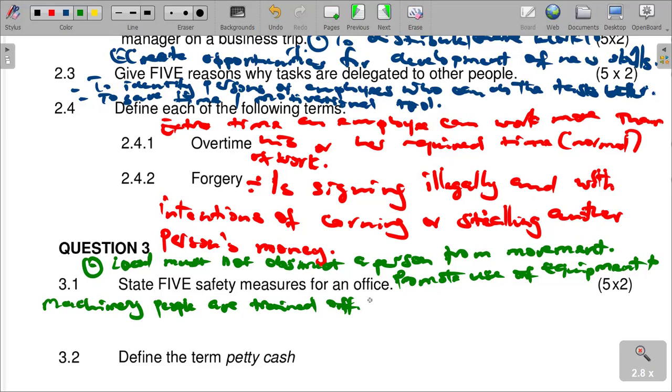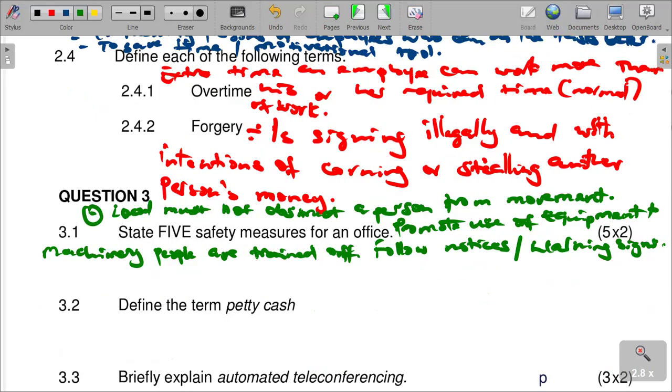People must follow notices or warning signs. Warning signs must be followed within a building. People must follow the warning signs. These are also done in order to avoid accidents.